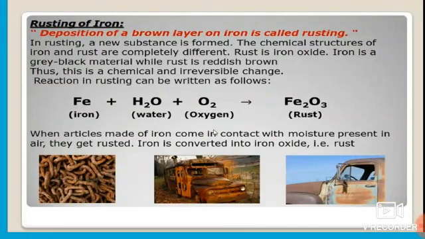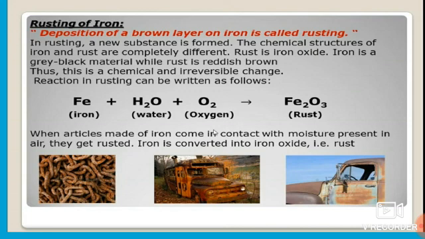Rusting of iron. Deposition of a brown layer on iron is called rusting. In rusting, a new substance is formed. The chemical structure of iron and rust are completely different. Rust is iron oxide. Iron is a grey-black material while rust is reddish-brown. Thus, this is a chemical and irreversible change.